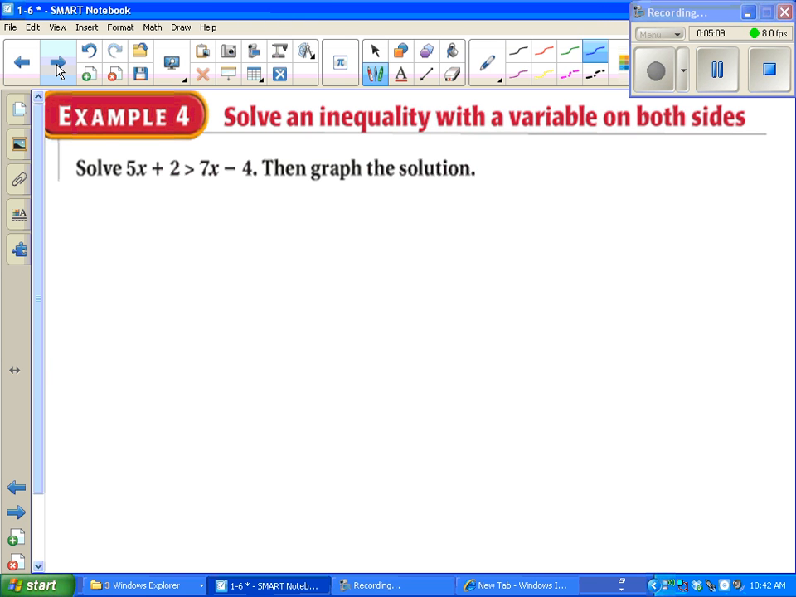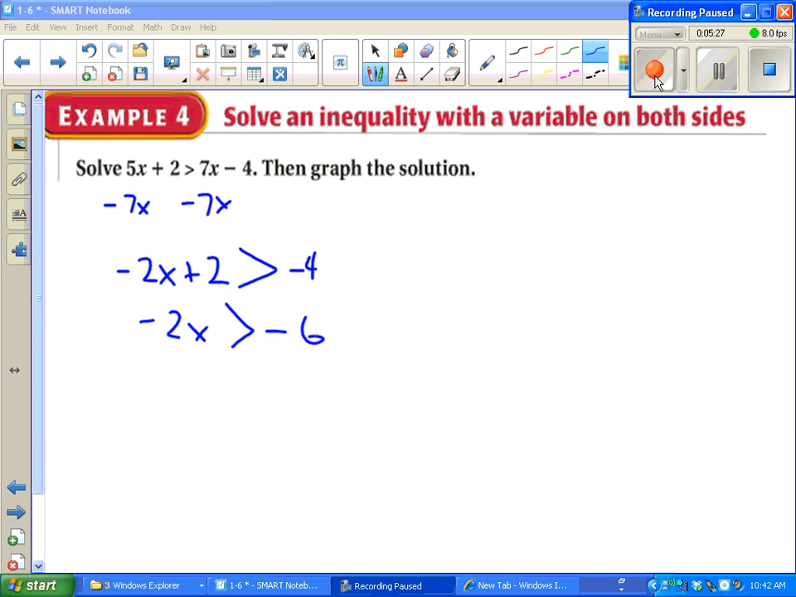Next, it says we're going to solve an inequality with a variable on both sides. I like to keep the variable on the left. It helps me figure out which way to make the arrow point. So I'm going to subtract 7x from both sides first. You could subtract 5x from both sides first, but then your variable is going to be on the right. I think that opens you up to more mistakes.